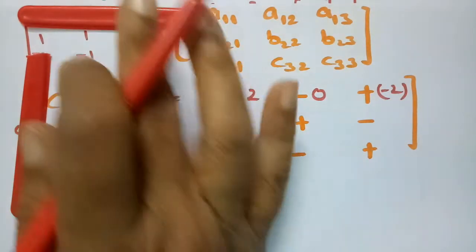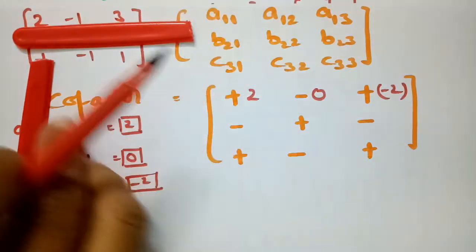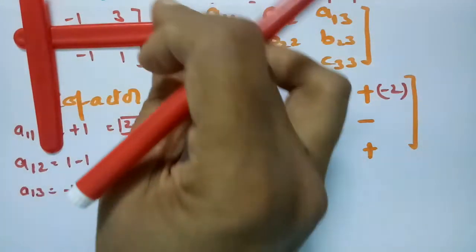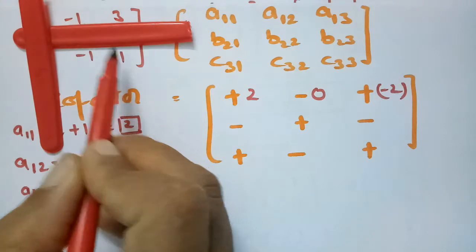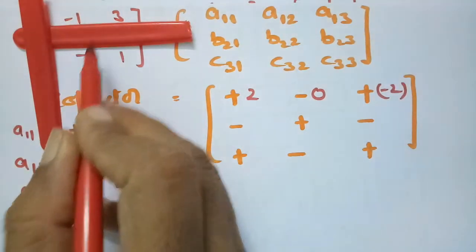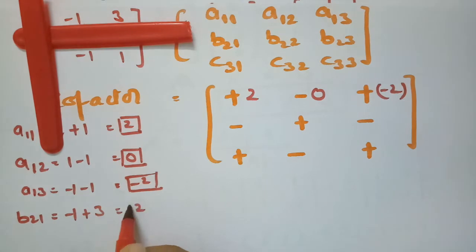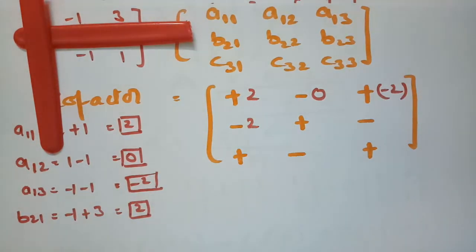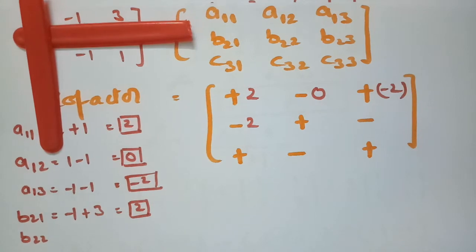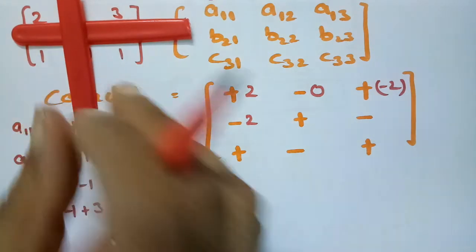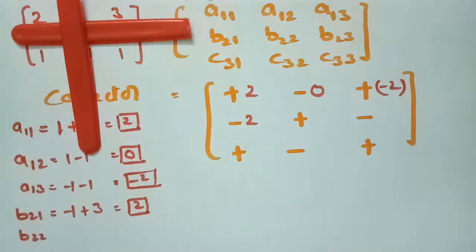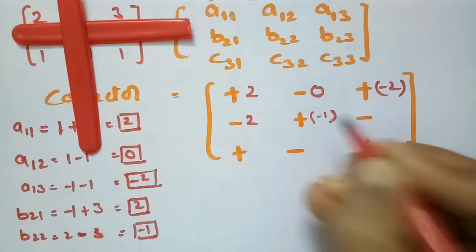And for B21, I have to close this second row and first column. Then see here B21 is nothing but, if I multiply, this is minus 1 and minus of minus plus 3. So the value here is 2. So I am substituting 2 here. For B22, I have to close this second row and second column. If I multiply 2 ones are 2, minus 3. So this is minus 3. The value here is minus 1.